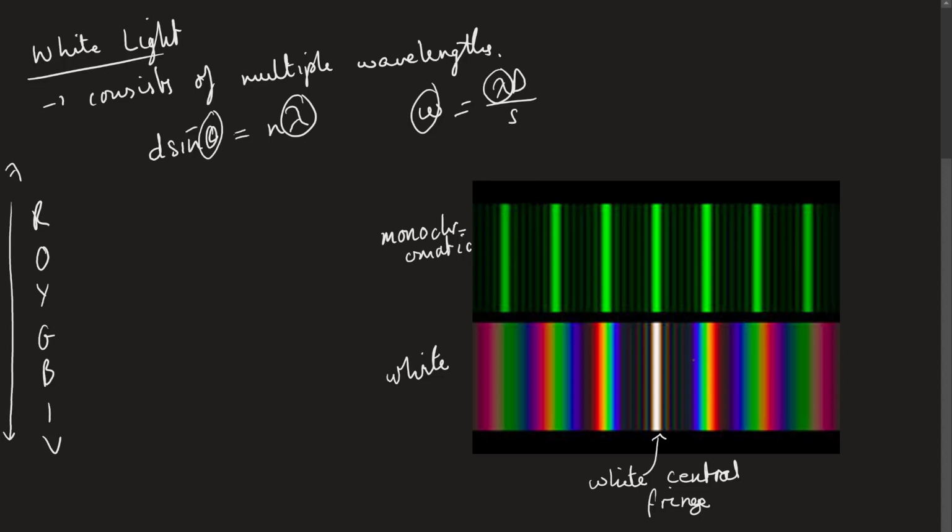So the shortest wavelengths are violet, meaning if we have the smallest wavelength, we have the smallest fringe spacing. So the smallest gap between these two is caused by the smallest wavelength. Also the same for the smallest angle. So the angle that forms this spacing here is going to be the smallest because the wavelength is the smallest.